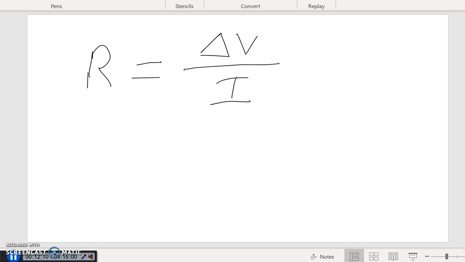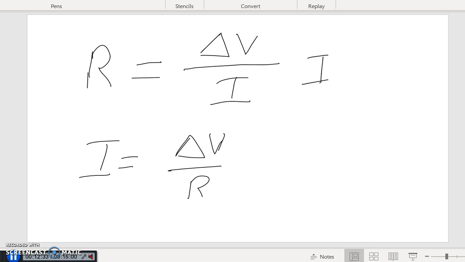And if you think about it, this should make sense, right? If I reverse this equation and I want to measure the current I, then I would get delta V over R. Why does it make sense? Because I and R are inversely proportional. The more resistance I have in a circuit, the less the current should be.